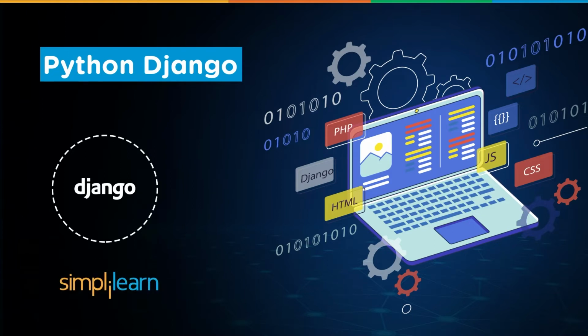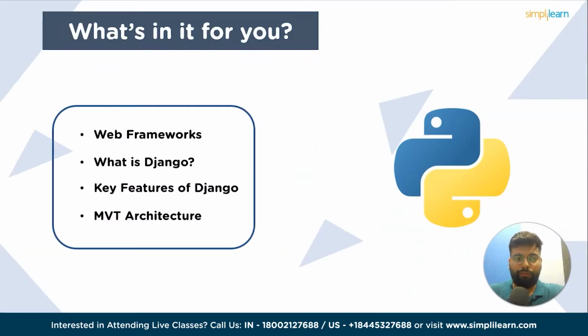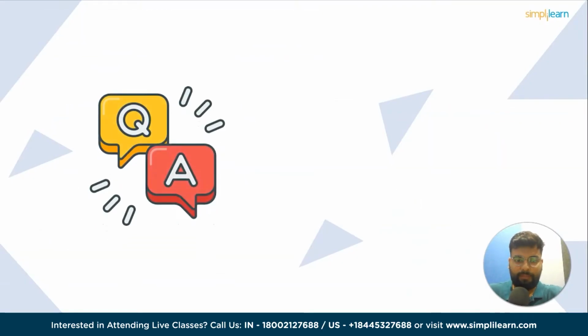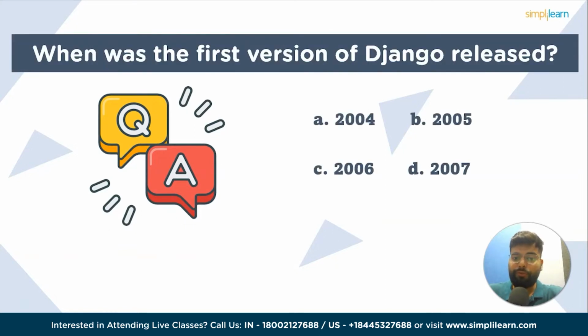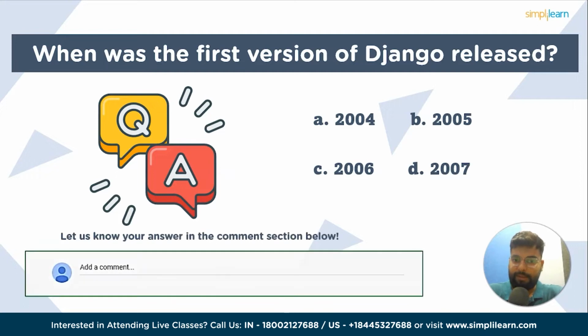And I have a question for you guys. And your question is, when was the first version of Django released? And your options are 2004, 2005, 2006 and 2007. Please answer in the comment section below and we'll update the correct answer in the pinned comment. You can pause the video, give it a thought and answer in the comment section.